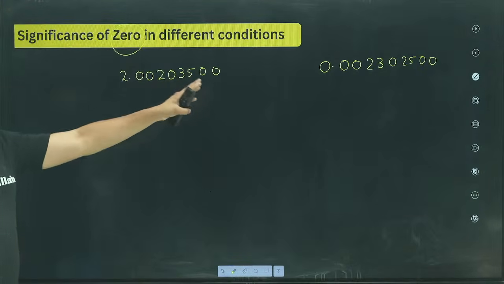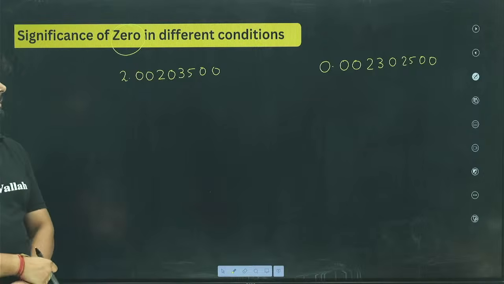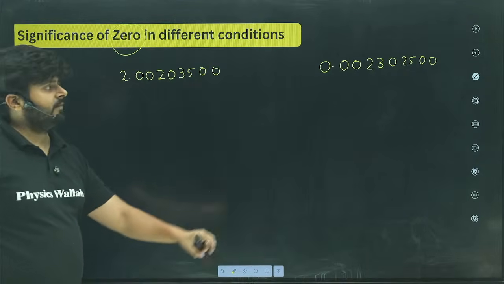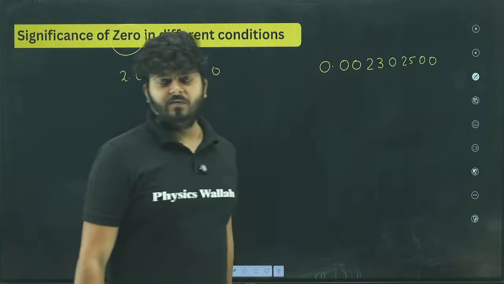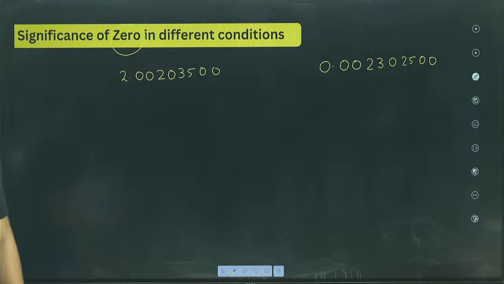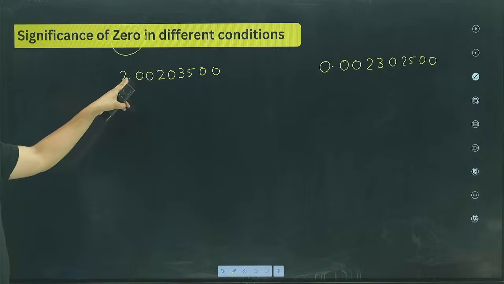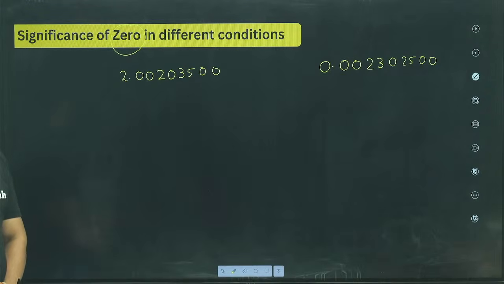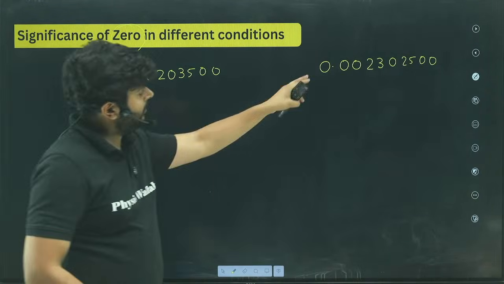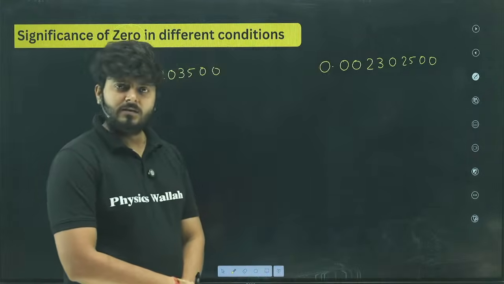So here we have two different examples, and we want to know which of these zeros are significant and what will be the number of significant figures in each one of them. The first one, before the decimal, has a non-zero number, and in this one before the decimal we have a zero.